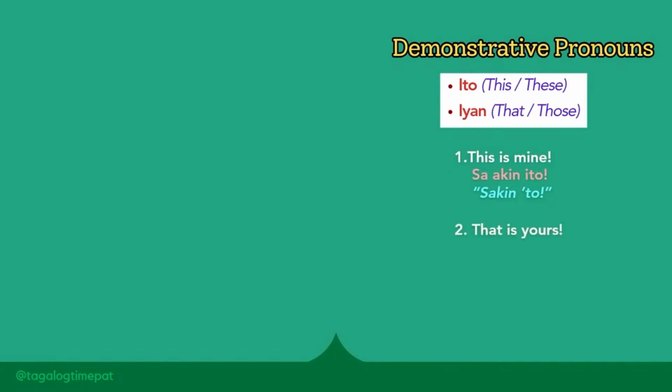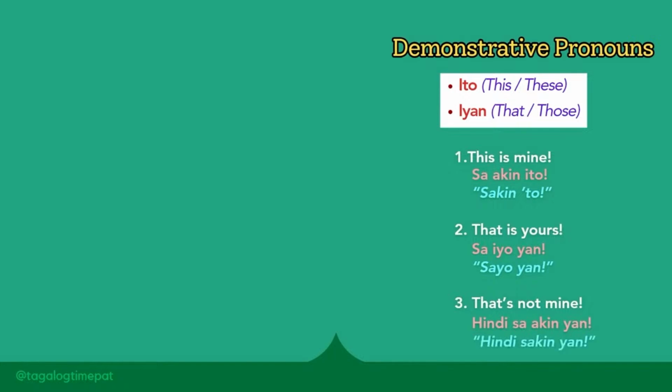That is yours is sa iyo yan. So the pronoun goes first, and then it's the demonstrative pronoun. You might hear, sa'yo yan. And then lastly, that's not mine. Again, negating the thought. It would be, hindi sa akin yan. Or, hindi sakin yan. All right.